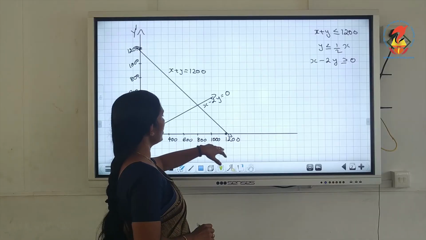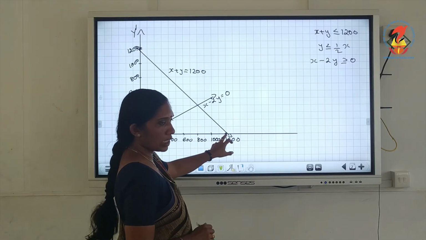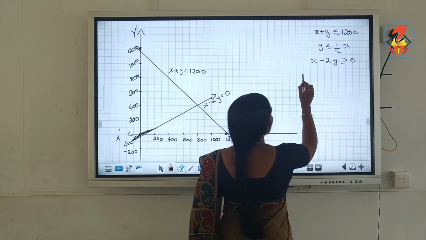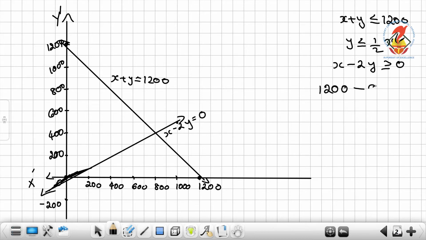Take any other point. I can take this point 1200, 0. So when x is 1200 and y is 0, that is correct. 1200 is greater than or equal to 0. So towards this portion. Okay.